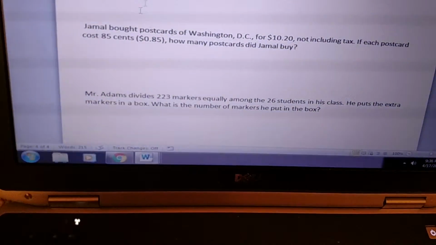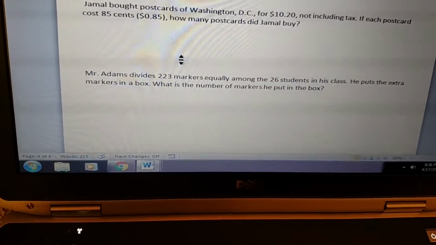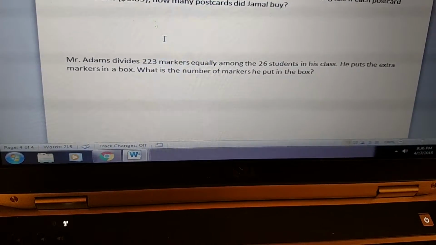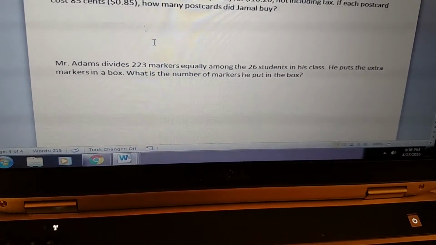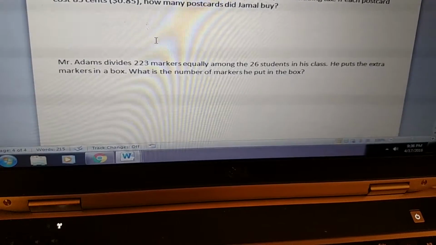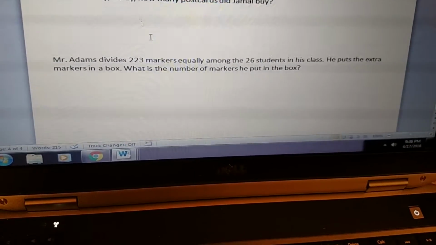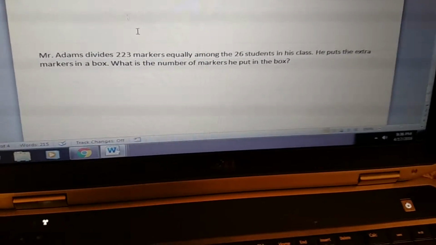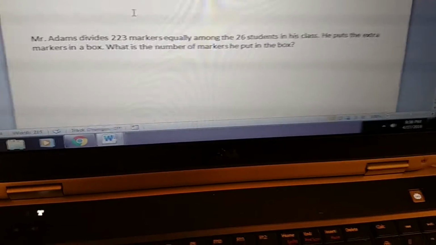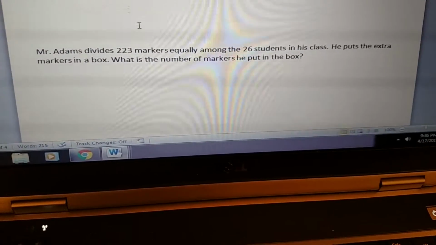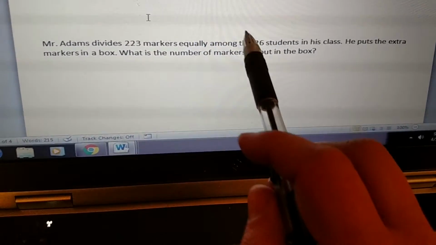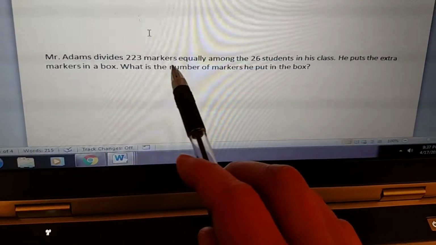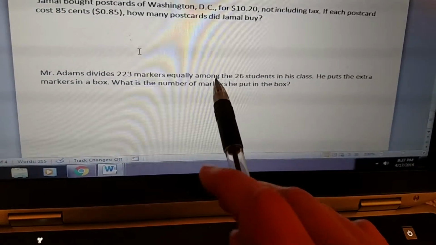And let's go to our last and final problem. Mr. Adams divides 223 markers equally among the 26 students in his class. He puts the extra markers in a box. What is the number of markers he put in the box? So now we got to figure out what we're trying to solve. We're trying to figure out how many markers he put in the box that were extra. So let's first figure out how many markers those 26 kids got. So 223 markers, 26 kids are dividing them.